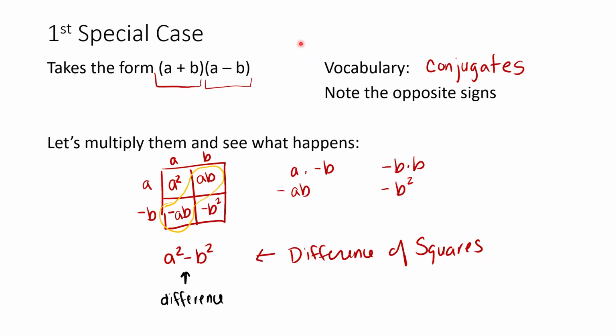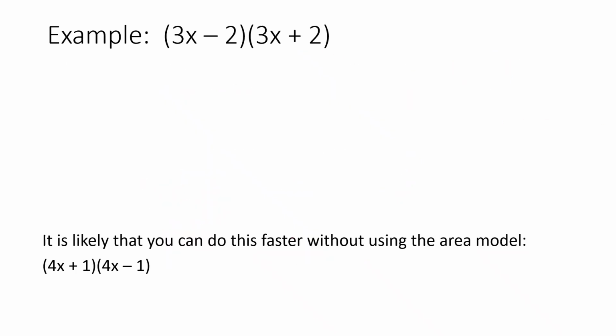This is our first special case. And when we do this with the generic, we know that this is going to happen every single time. So let's take a look at some examples. So we've got 3x minus 2 times 3x plus 2. And I'm trying to make sure that I don't always do the plus first and the minus second. I tend to write them that way, but it doesn't matter. And I just need to break myself of the habit of always writing it the same way.